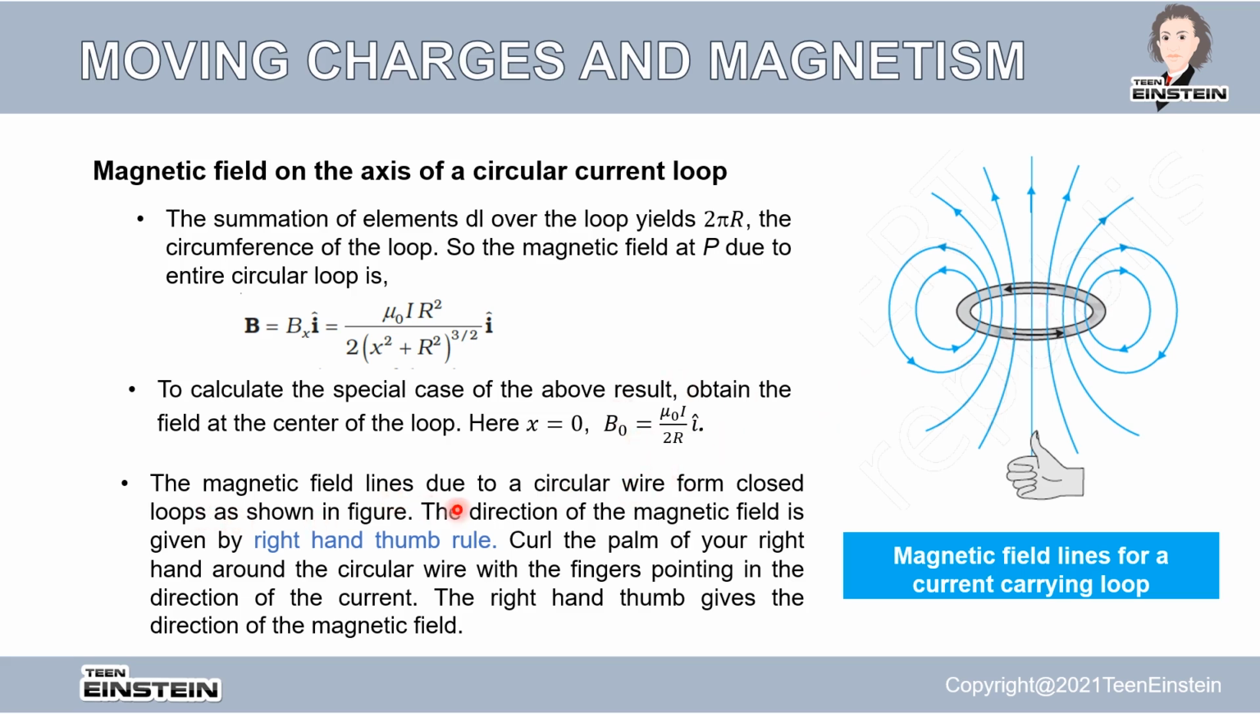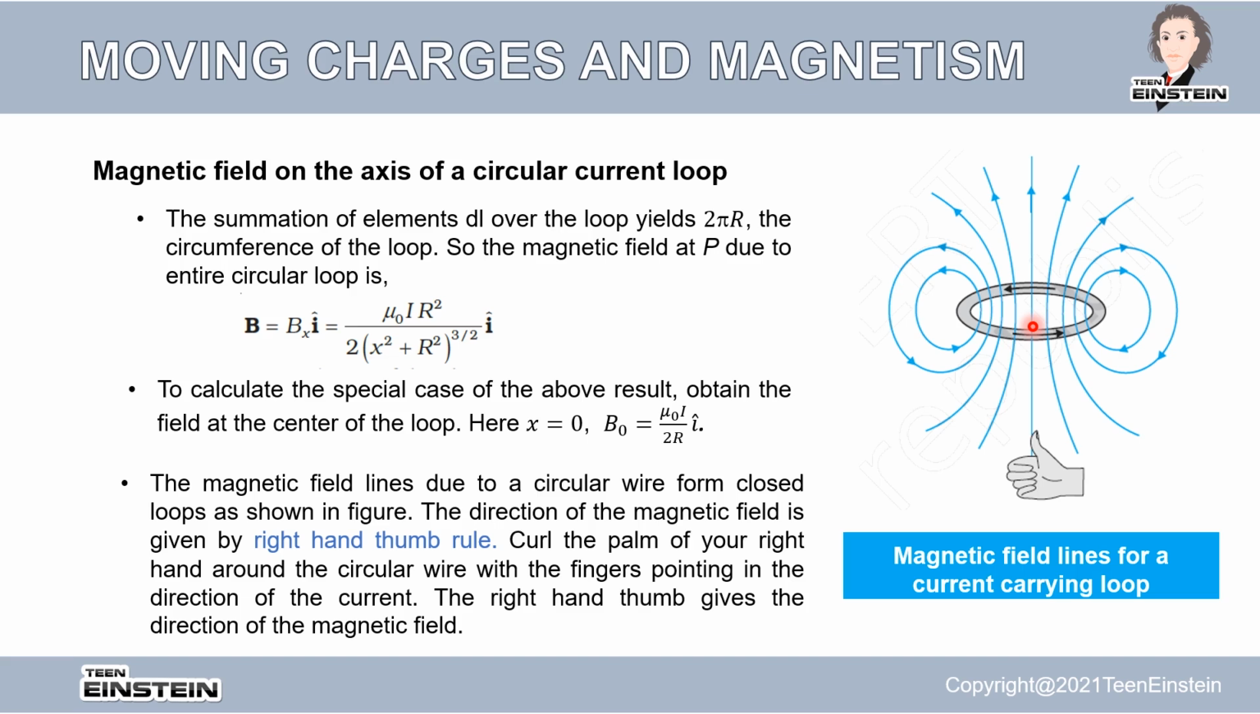The magnetic field lines due to a circular wire form closed loops as shown in the figure. So this is a circular wire, and the magnetic field lines form circular loops. This is much different compared to the electric field, because electric field never forms closed loops; electric field always starts from positive charge and ends at negative charge. This is a very important point: magnetic field always forms loops because magnetic monopoles do not exist. There is no magnetic monopole. A magnet always has a dipole.